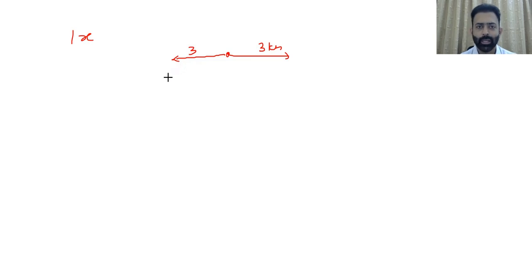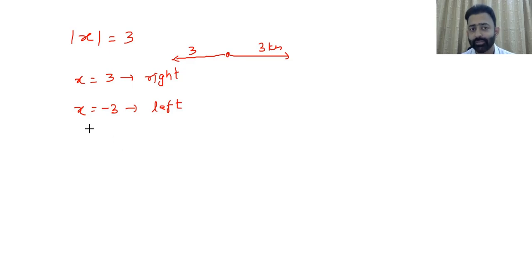Okay, and I'm saying that I have traveled 3 kilometers. So this statement is mathematically represented by mod x is equal to 3, that my distance is 3. Now if you have to introduce the directions, you will say that x is 3, which represents that I'm moving towards the right, and x is equal to -3 if I'm moving towards left.